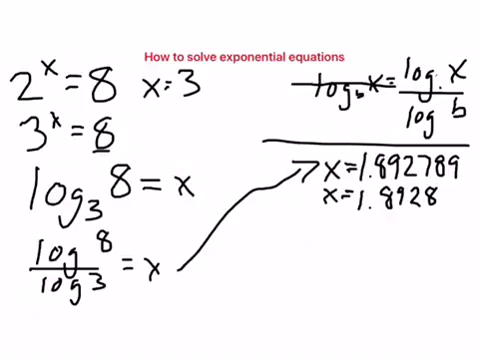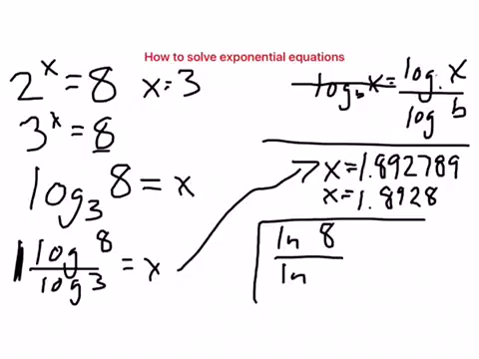Now, I said we could use either log base 10 or log base e to solve these. So let's see how we could have done the same problem, but instead of converting to log base 10 as we did right here, let's convert it over to log base e, or the natural log. So we'd have natural log of 8 over the natural log of 3. If we type that in the calculator, we get back to these same exact answers.